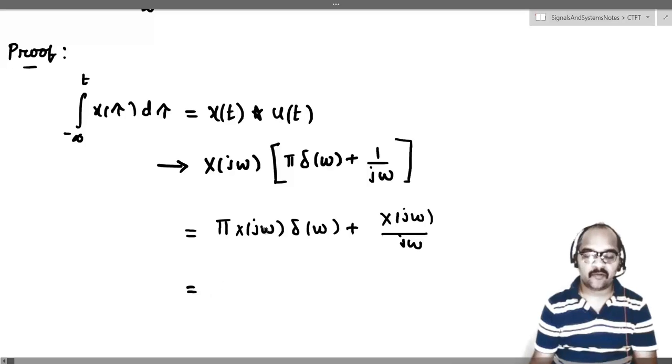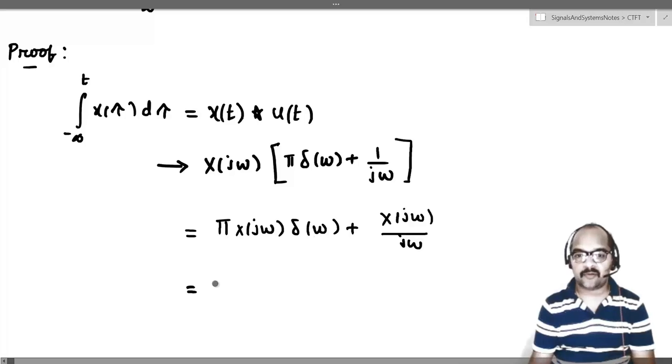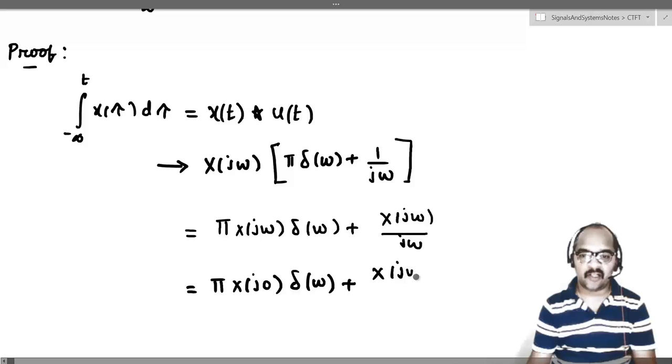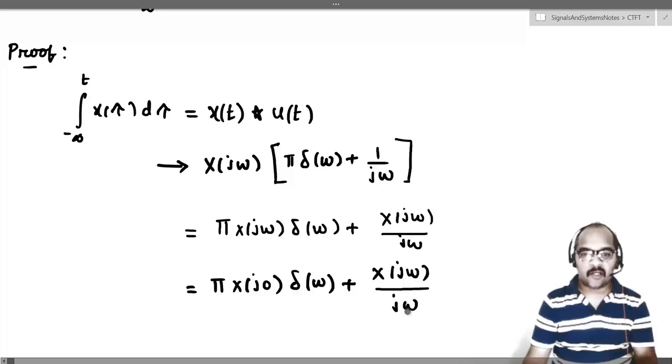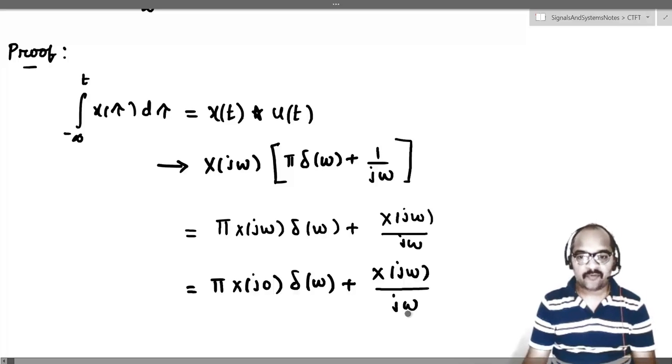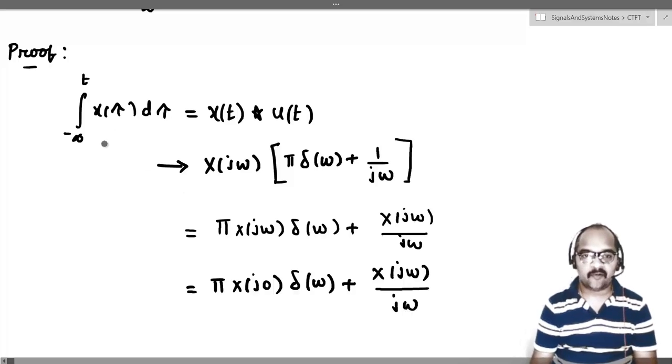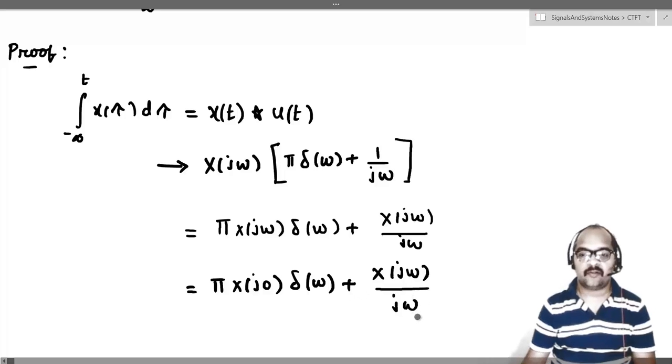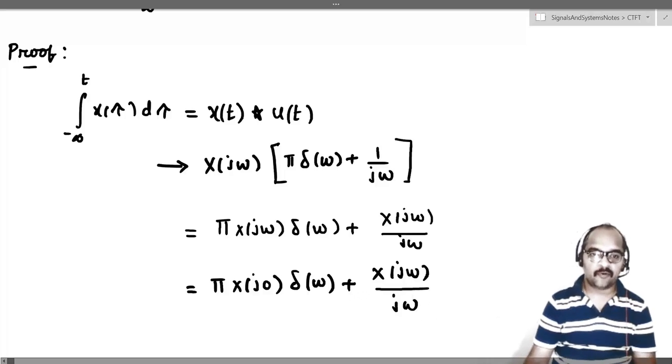So this should be equal to how much? Any function multiplied with the Dirac delta, what will happen? You should replace omega with 0. So you will get pi times x of j0 multiplied with delta of omega, and this term we will leave as it is, x of j omega divided by j omega. So that completes the proof of the integration in time domain property. What does it say? The integral of a signal will have pi times x of j0 delta of omega plus x of j omega by j omega as the Fourier transform.